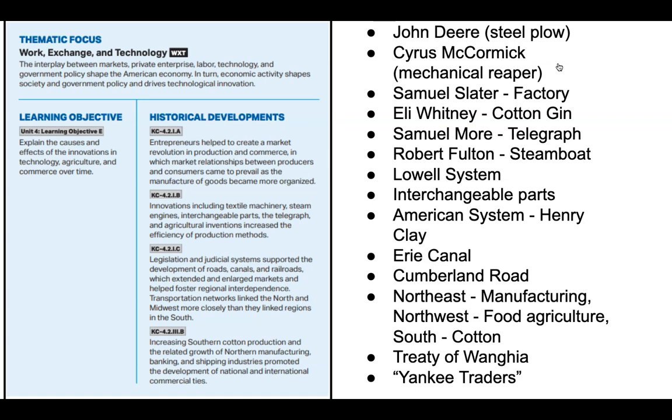And you have some big internal improvements that are created during this time. You have the Erie Canal built in 1825 in the state of New York that connects New York City to the western portion of the United States through the Great Lakes. And this is going to make New York City the financial and commercial hub and center of American commerce. Now you have the Cumberland Road that connects the eastern portion of the United States to the interior, to the western portion of the United States. It's also known as the National Road.